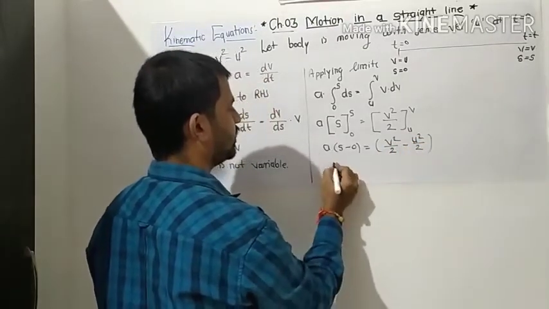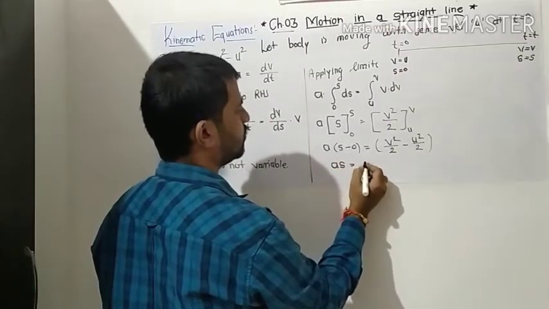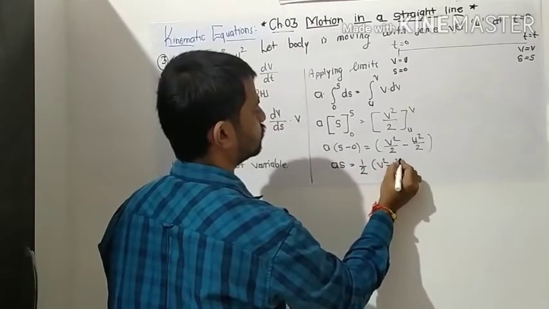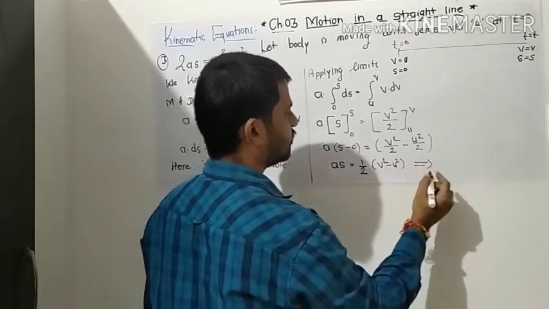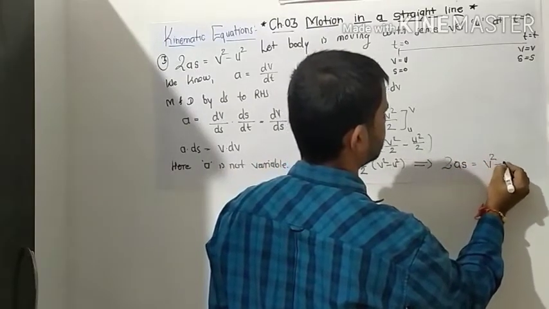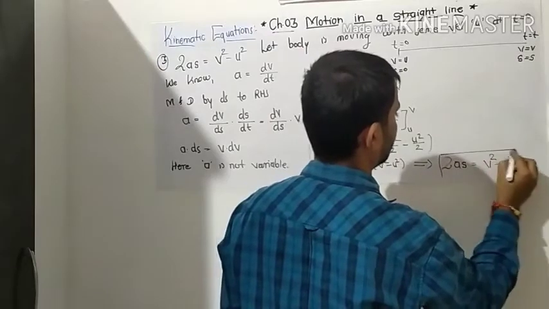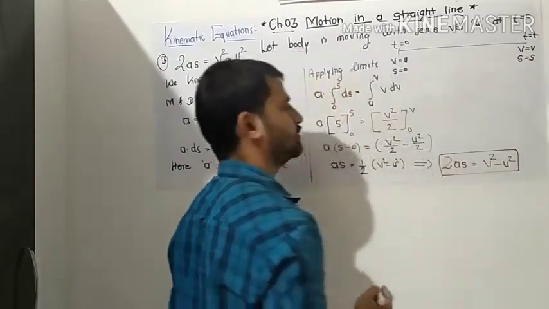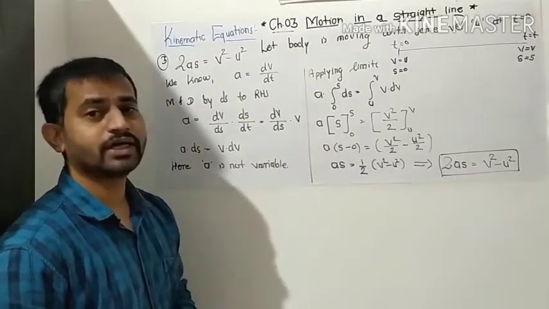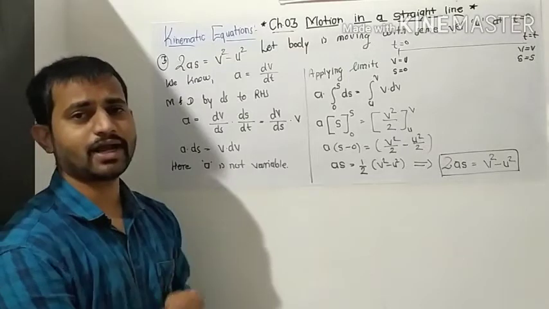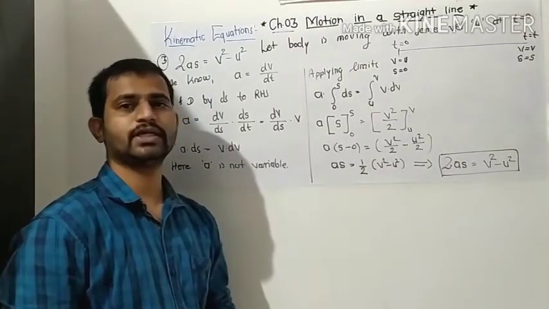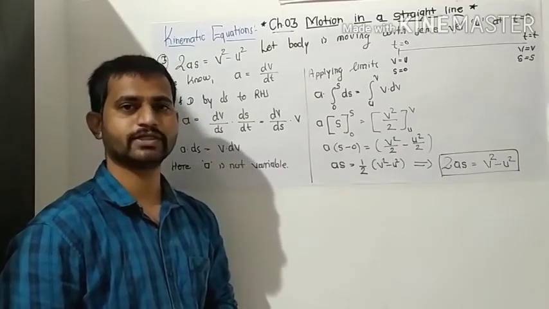Okay, so we will get s is equal to 1 upon 2 (v square minus u square), or we can write it down as twice as is equal to v square minus u square. This is the third equation of kinematics for the linear motion. How do we go about the proof of this equation?